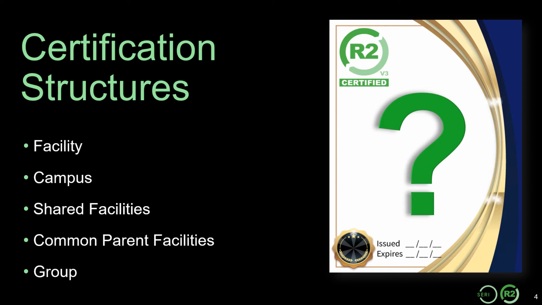During the contract review phase, the certification body will work with the facility to determine which structure best fits the organization. As an auditor, it's important to confirm the validity of the structure while on site, as the certification structure will be identified on the R2 certificate.